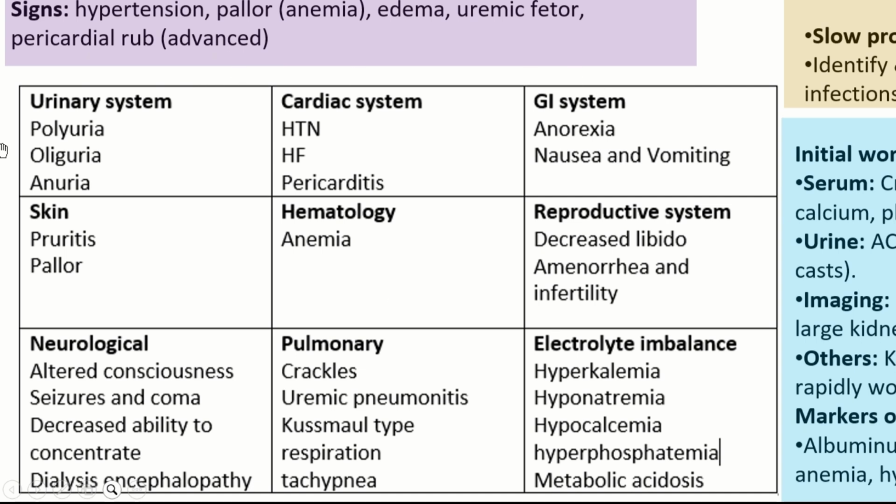So we have features that are going to come from this chronic kidney disease, and they're going to be affecting very, very many systems. So when you look at the urinary system, you'll see things like polyuria, oliguria, anuria, depending on what is going on.